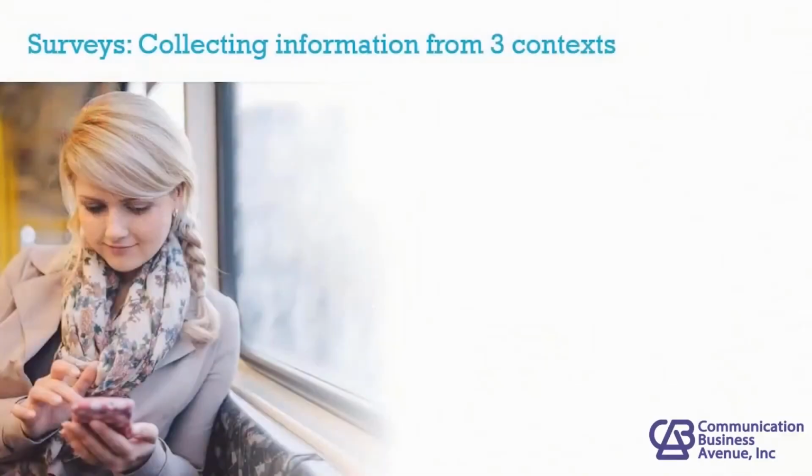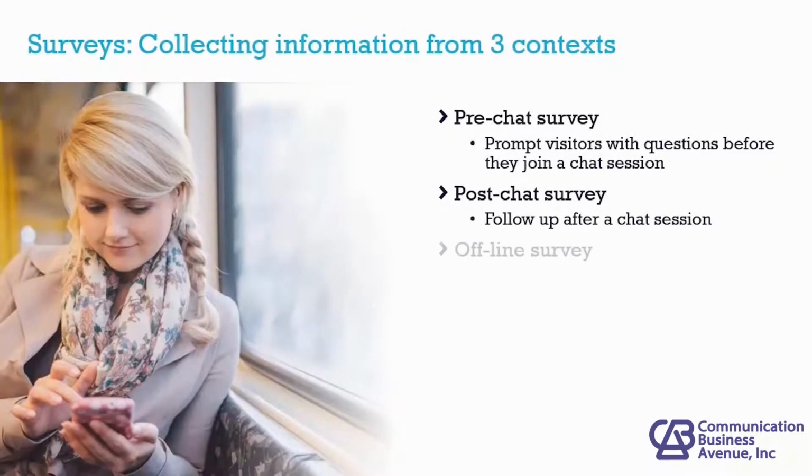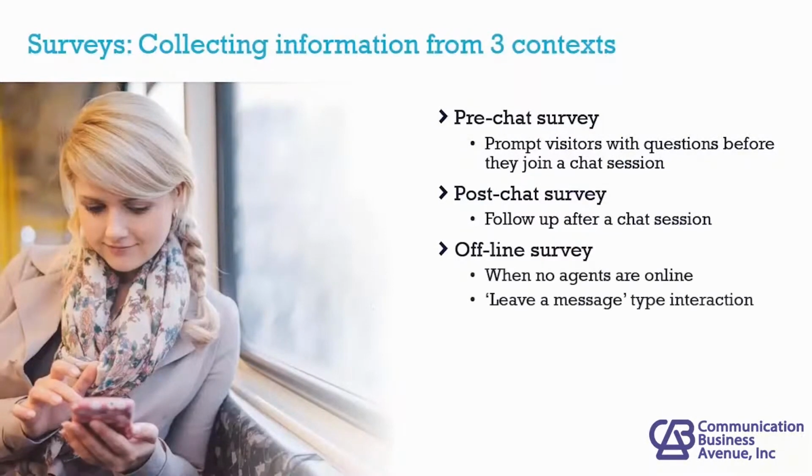Now, we can collect survey information from 3 different contexts. There's a pre-chat visitor survey where we question visitors before they join a live chat session, information that's then recorded and displayed to the agent as they chat. There's a post-chat visitor survey where we follow up after a chat session, perhaps asking for visitor feedback or maybe requesting their contact details. And finally, there's an offline survey, ideal for those occasions where, when no agents are online, we offer a leave a message and we'll get back to you type interaction.